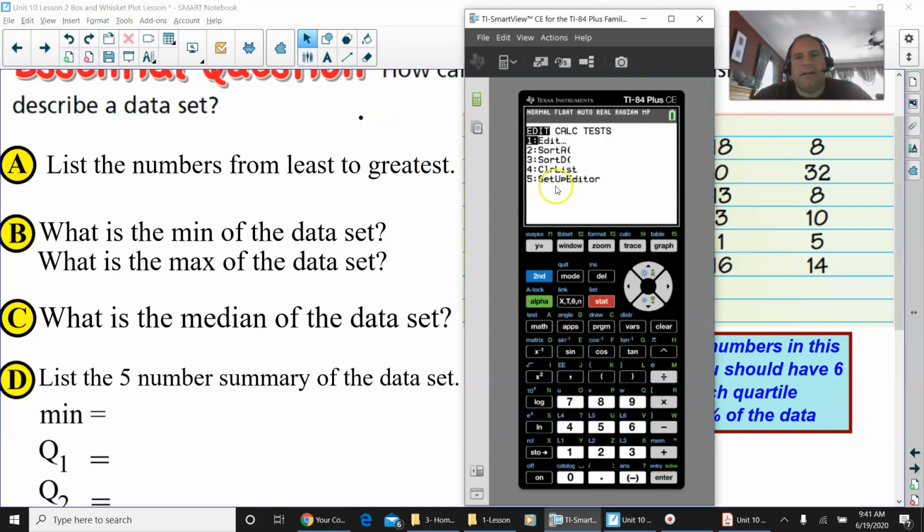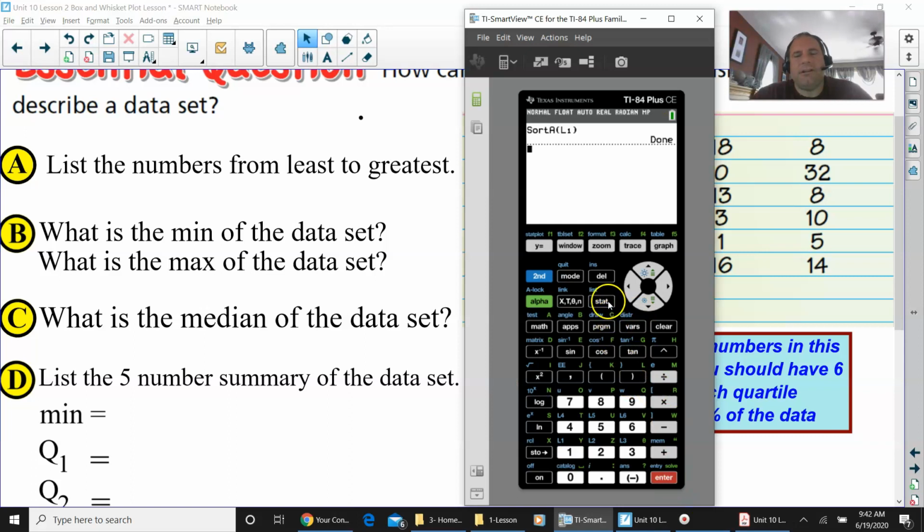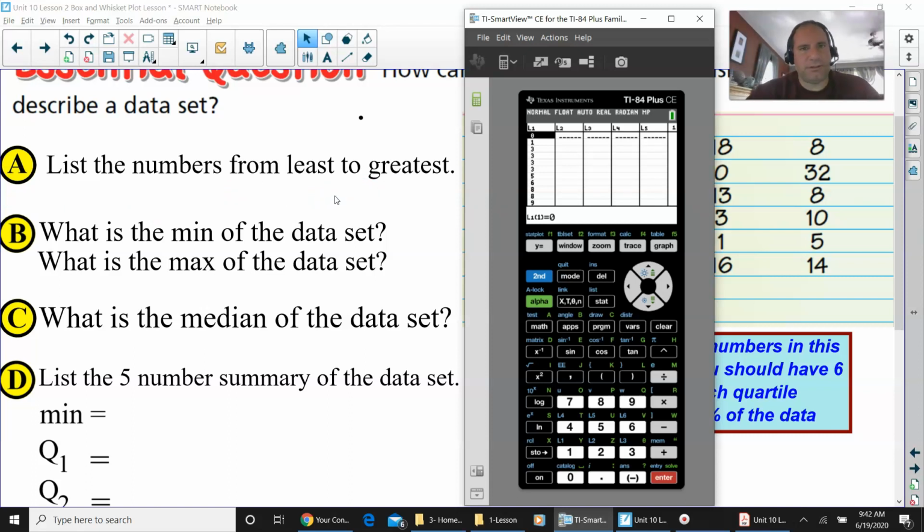Press Stat. Sort ascending would be from least to greatest, so I am going to press 2, and just make sure that you had everything in list 1. You press second function L1, close that parenthesis, and then press Enter, and it says done. Next time you go back to the list, pressing Stat and then Enter again, they'll be listed from least to greatest. So go ahead and list all of the numbers from least to greatest right there, and we'll come back with those answers. Press pause now.